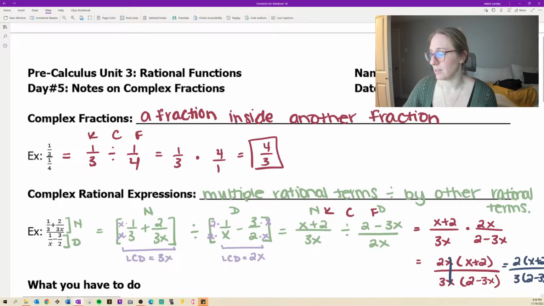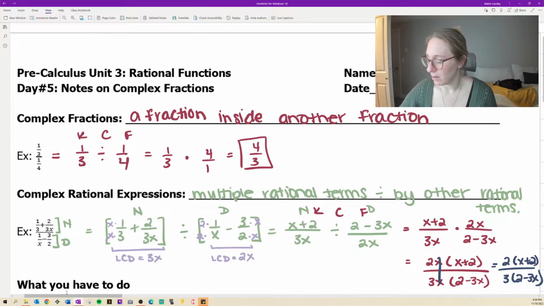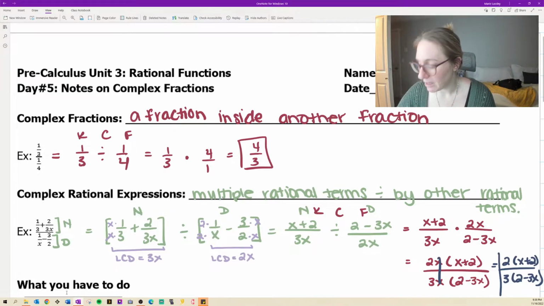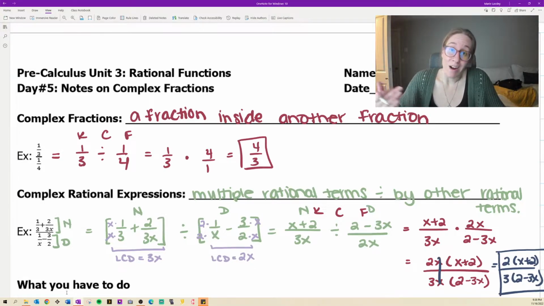All right, so let's just scroll over that way a little bit. There you go. You can see the whole thing. So there's our final answer for that. Not the prettiest thing I'm sure you've ever seen, but it is the correct answer.